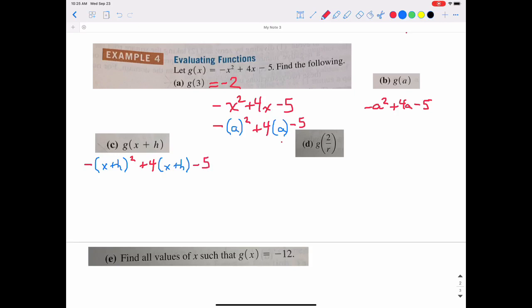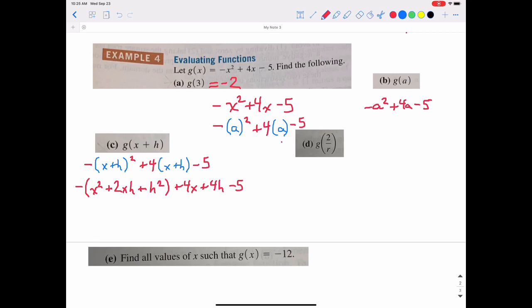And how do you square a binomial? Remember, the negative is still out there, so it's going to be the square of the first term, x squared, 2 times the two terms together, so 2xh, plus the last term squared, h squared. And then we will distribute the 4 into the x plus h in the second set of terms, so that would be plus 4x plus 4h minus 5.